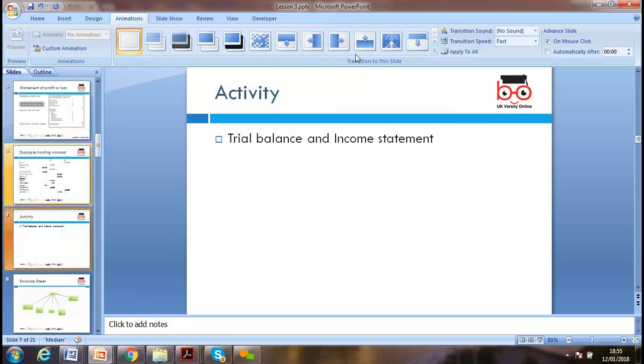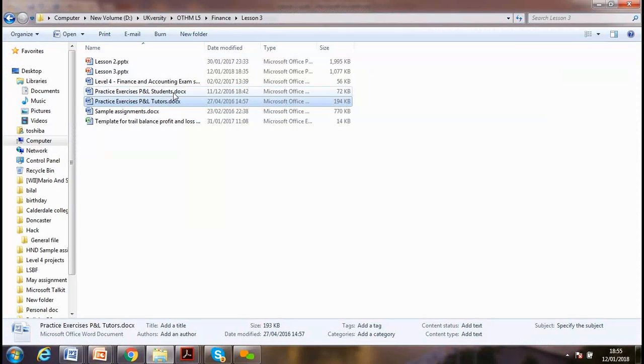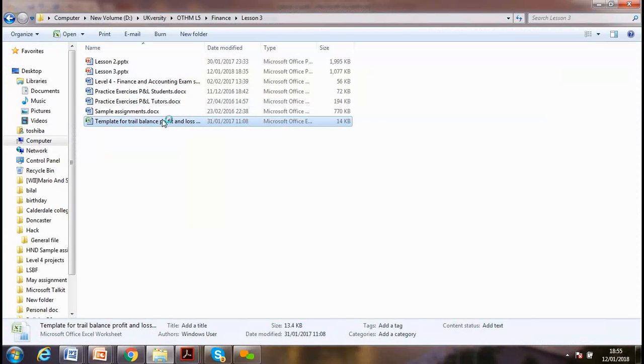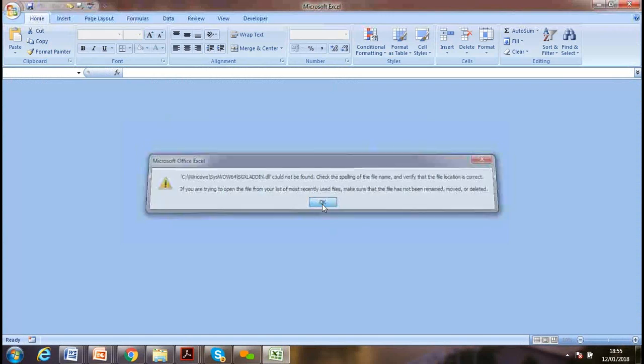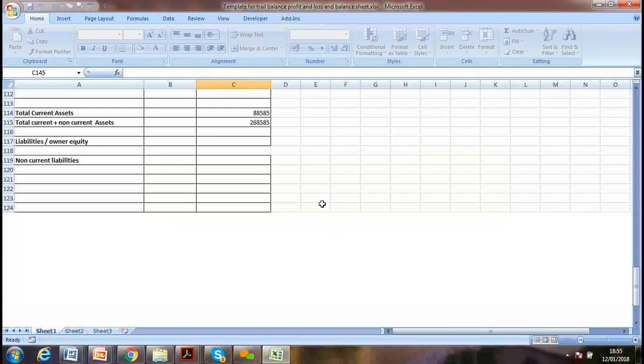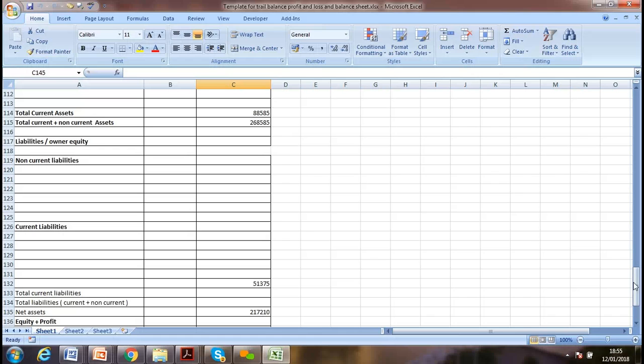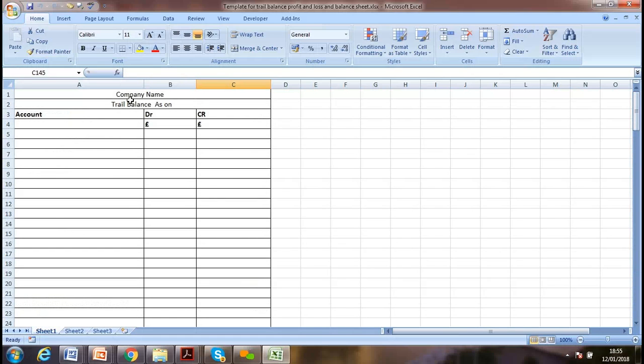Okay, I put in an activity, trial balance and income statement. I put the handout separately, where you see there is a practice exercise, profit and loss, and a tutor copy, which means you can use it. I prepared some templates as well, which I'll send you. These templates will help you if you want to make your own figures. You will see the trial balance there, and any item you can put here. At the end, when you do the total, your debit and credit both sides come out equal.